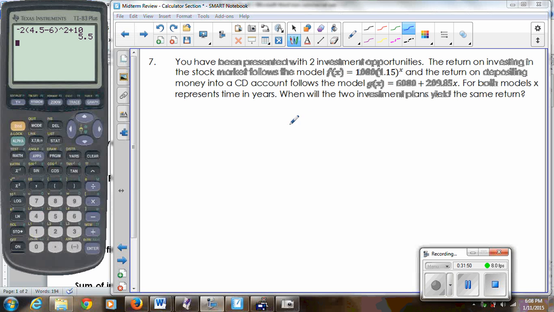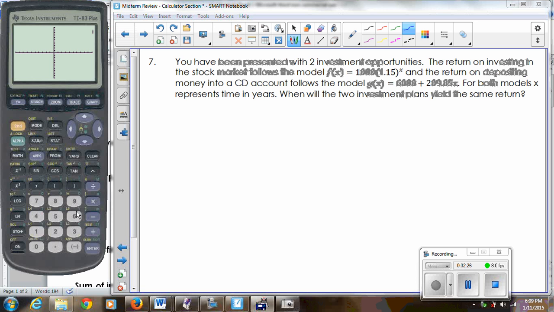Okay, so this is easiest just graphed on my calculator. So if I go into y equals, I'm just going to type both of these functions into my calculator. So we've got 1,000 times 1.15 to the x. And then we've got this linear equation where we have 6,000 plus $209.85 times x.